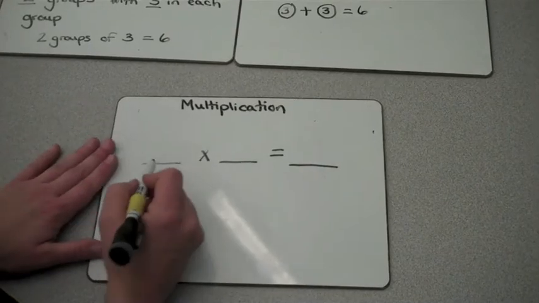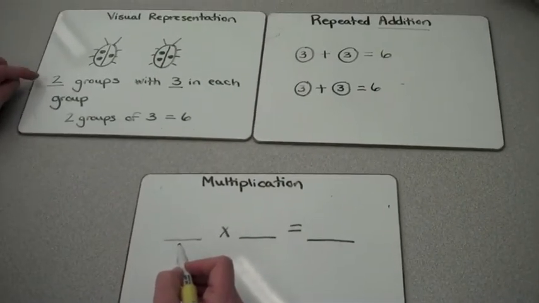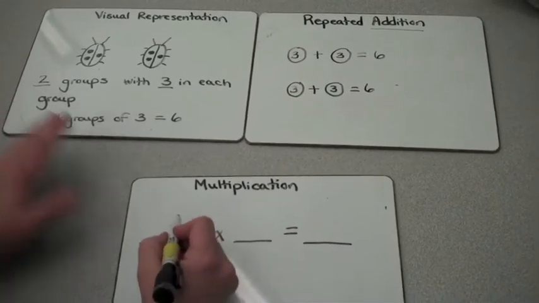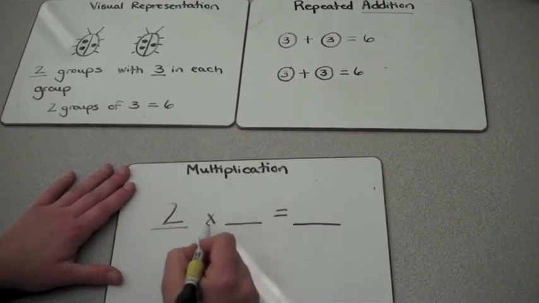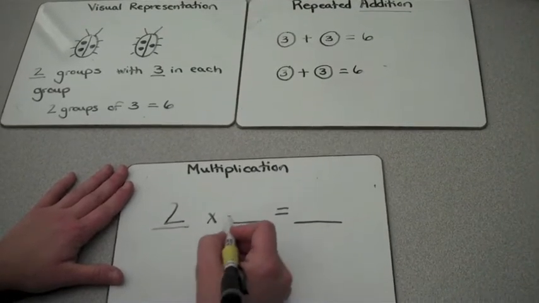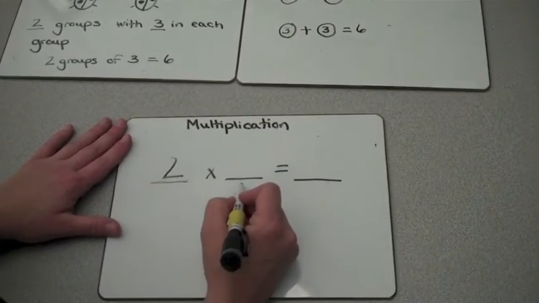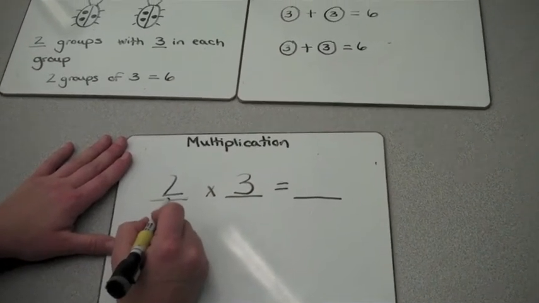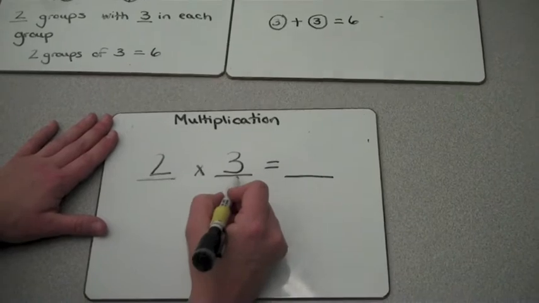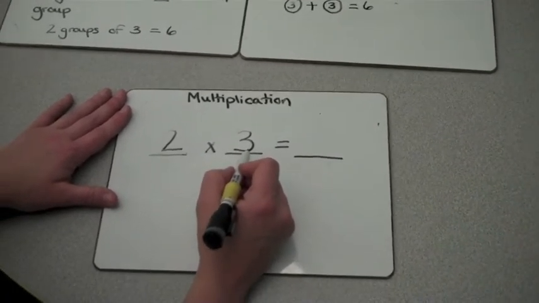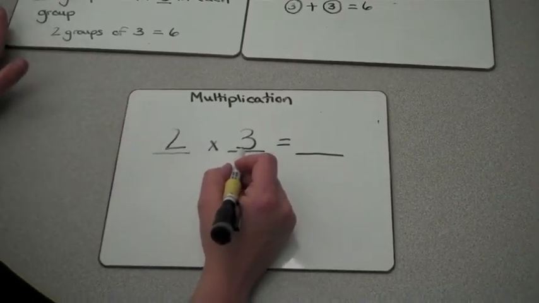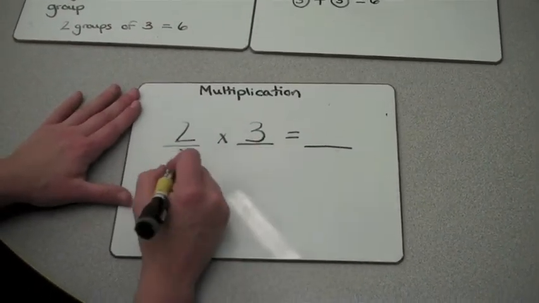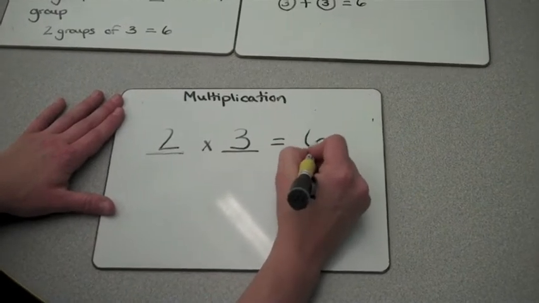For this, the first number is always going to be how many groups there are. So if there are 2 groups, the first number is going to be 2. Times, and then how many are in each group. And in this problem it was 3. So we have 2 because it's the number of groups, and 3 because there are 3 in each group. And again, the students can look back at their visual representation or their repeated addition to know that 2 times 3 is equal to 6.